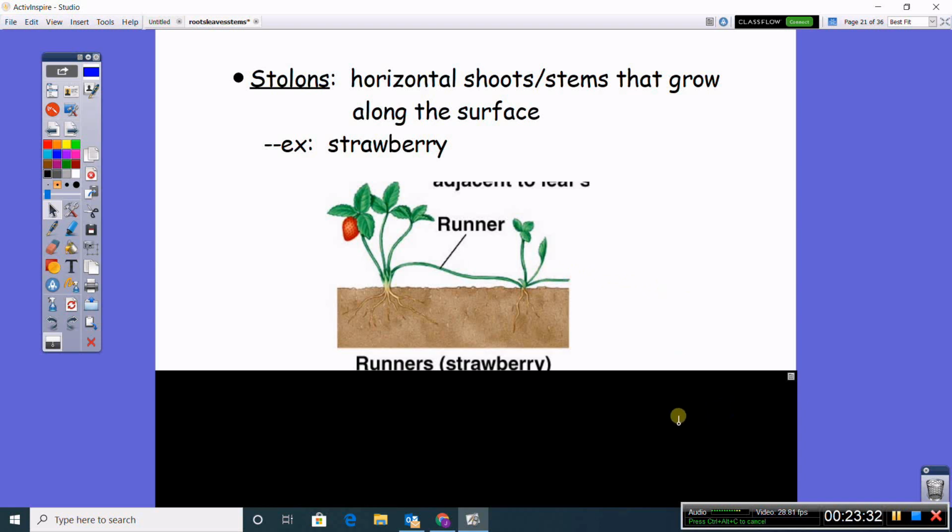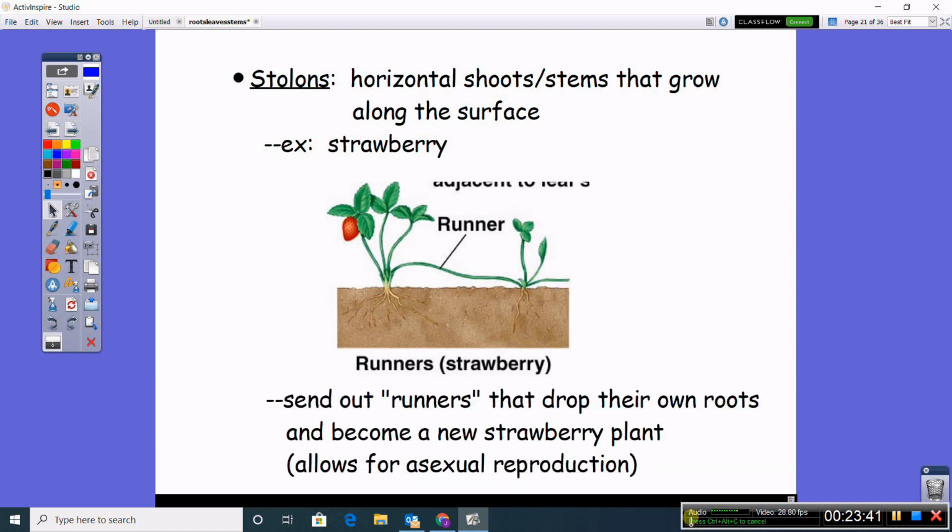I want to say that maybe Bermuda grass is also a stolon. You'd have to double check that. But I think I checked that for a student last year, and I believe Bermuda grass uses stolons as well.